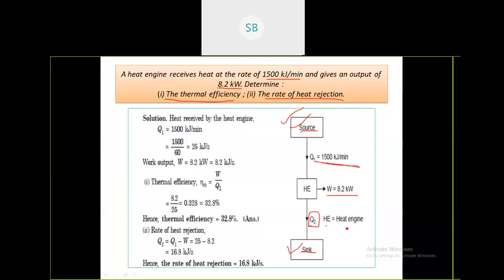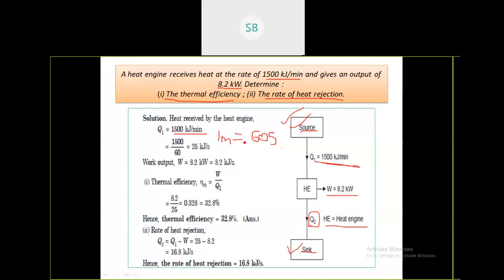So this is a heat engine. Now, the first thing we have to do is convert into standard units. We know Q1 is 1500 kJ per minute. We just convert that minute into seconds, so we divide by 60, because 1 minute is equal to 60 seconds.